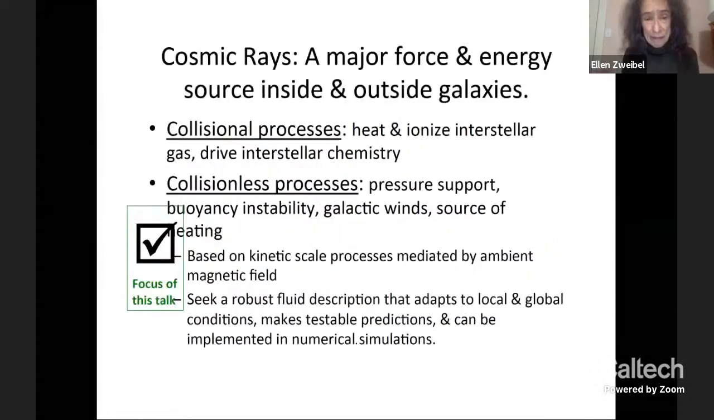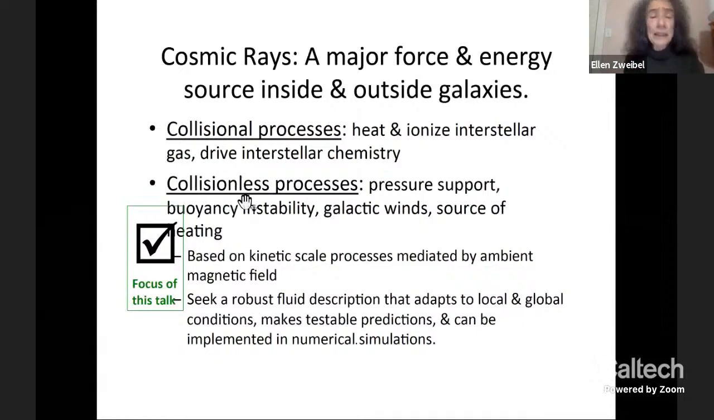So we're probably all familiar with the collisional processes associated with cosmic rays. The low energy cosmic rays are an important source of heating and ionization in interstellar gas. They also drive interstellar chemistry. This opens the door to a lot of diagnostics of cosmic rays, which I'm not really going to discuss, but I think they have a potential which is still not completely tapped.